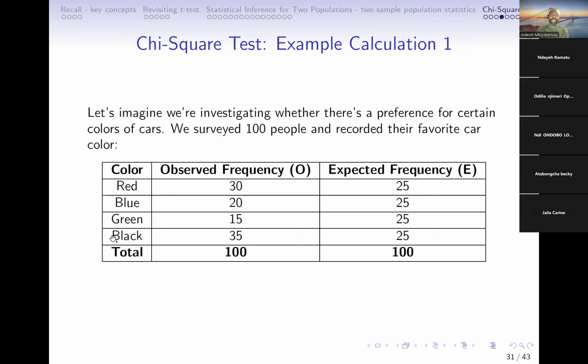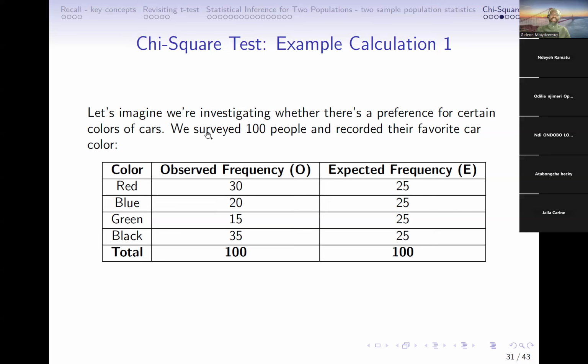In other words, our variation, or what I just mentioned briefly before about the degrees of freedom, is these colors. Now, 30 people chose red, 20 people blue, 15 people green, and 35 people chose black. These are categories that we are counting, so it's a frequency. Total 100. We had 100 people that we asked.